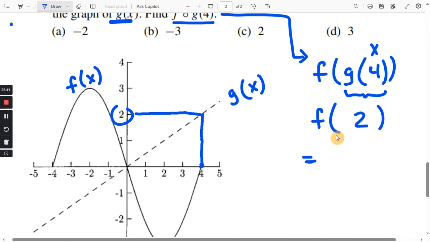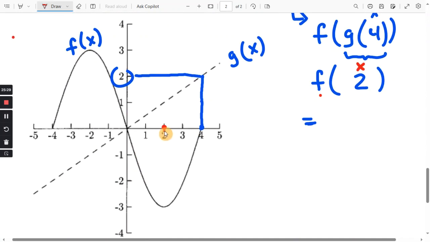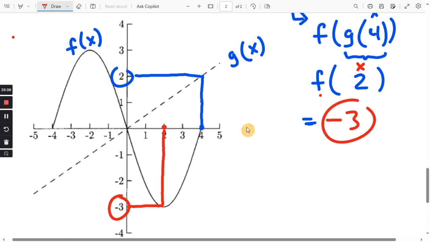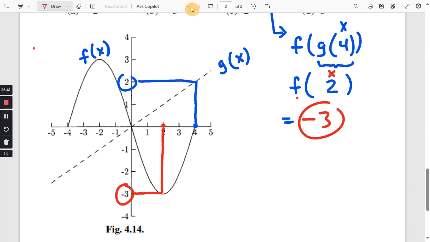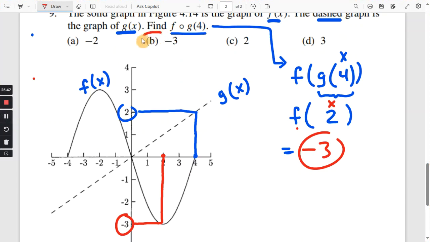And then we have to find f of 2. All right, again, this is x equals 2. So go to the x-axis, x equals 2. And the f graph is the solid one, this one here, the solid line. So we want to trace that to the f graph and find the y coordinate. That's -3. So that is the final answer. And it looks like that is answer B.